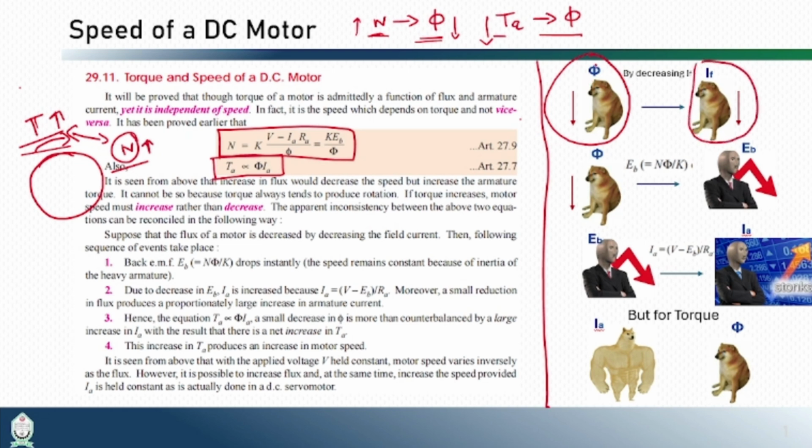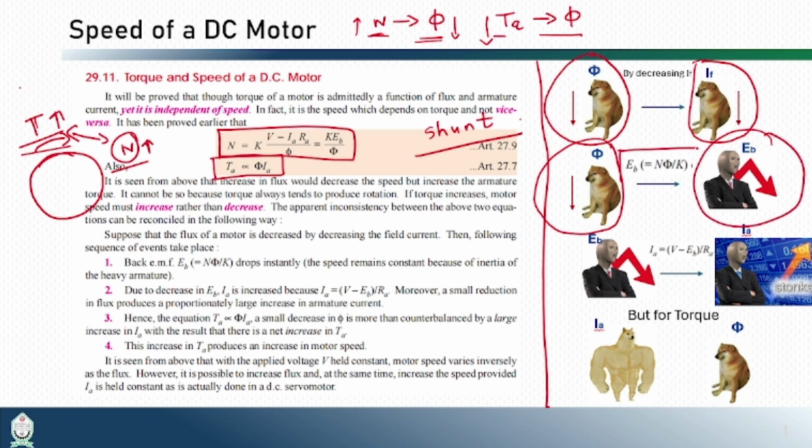So as we are talking about decreasing the magnetic flux by decreasing field current, that means we're talking about obviously a shunt motor. We have a shunt motor here, and in this shunt motor we have decreased the flux by decreasing the field current. So that will have some impact. That means decreasing the flux will eventually decrease the back EMF.